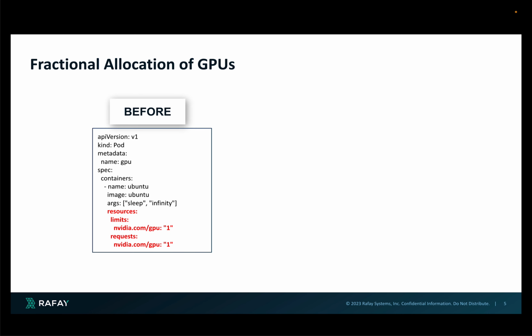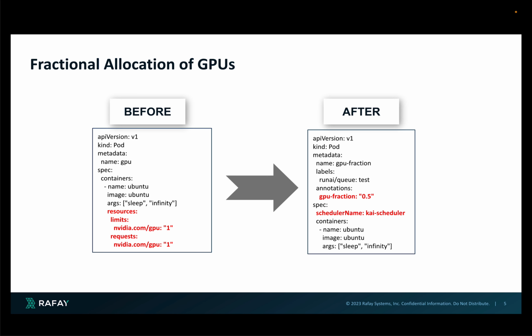So what does it look like? If you're an application, and imagine if this is your pod spec, as you can see here, before KAI scheduler, you're required to specify integers in your requests and limits. In this case, I specified 1. With the KAI scheduler, you basically don't have to worry about setting that at the resource request limit level. You just put in an annotation called the GPU fraction, and I'm specifying 0.5 here. And notice in the spec, we are asking it to be scheduled by the KAI scheduler.